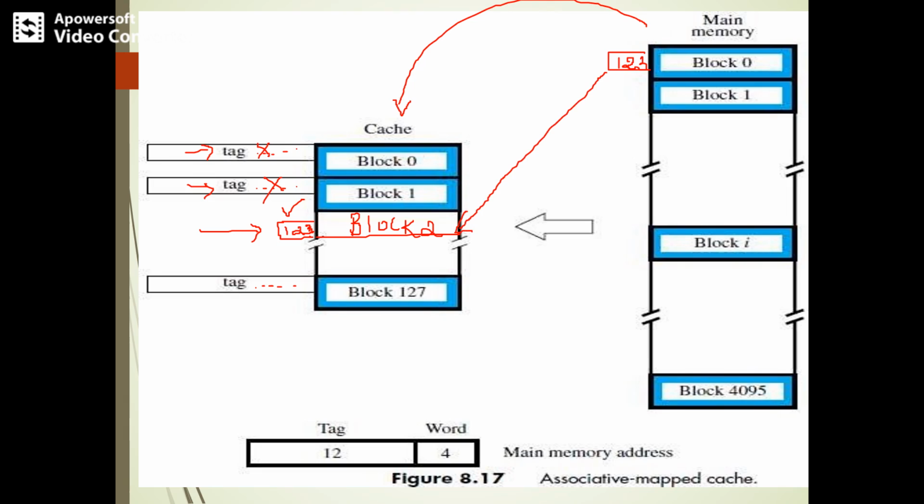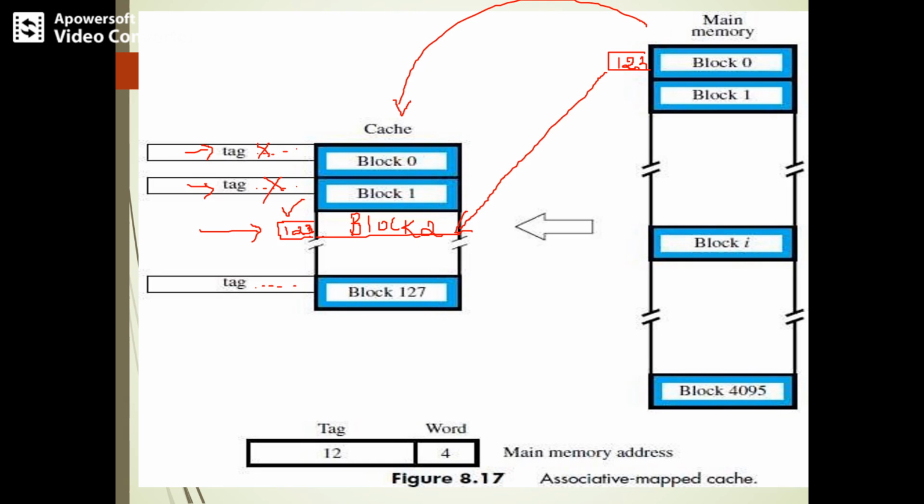So now I can say that block 0 of the main memory can be mapped into block 2 of the cache. Each and every time we have to check the tag bits assigned by the processor against the tag bits already assigned in the cache. So now I'll take one more condition.